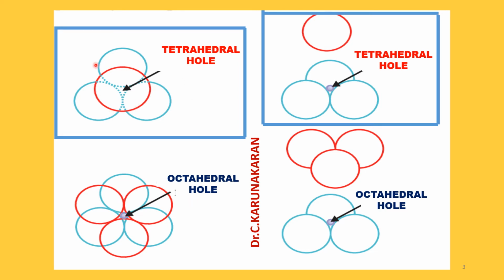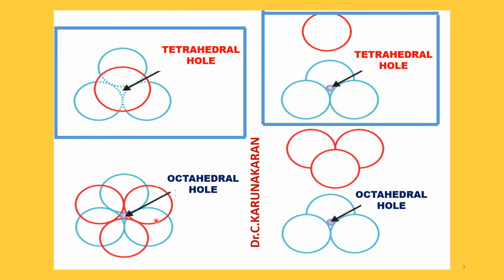Now, let us consider 3 atoms arranged in triangular manner. Now you see there is a cavity. This is the cavity in the crystal lattice. When you place another atom over it, you will get the tetrahedral cavity or tetrahedral hole. This atom is coordinated by 4 atoms. So the coordination number is 4.